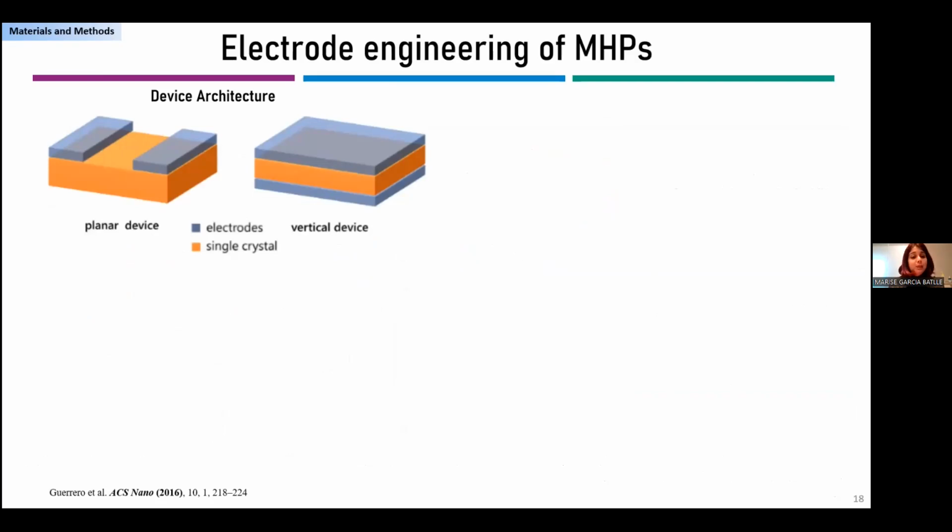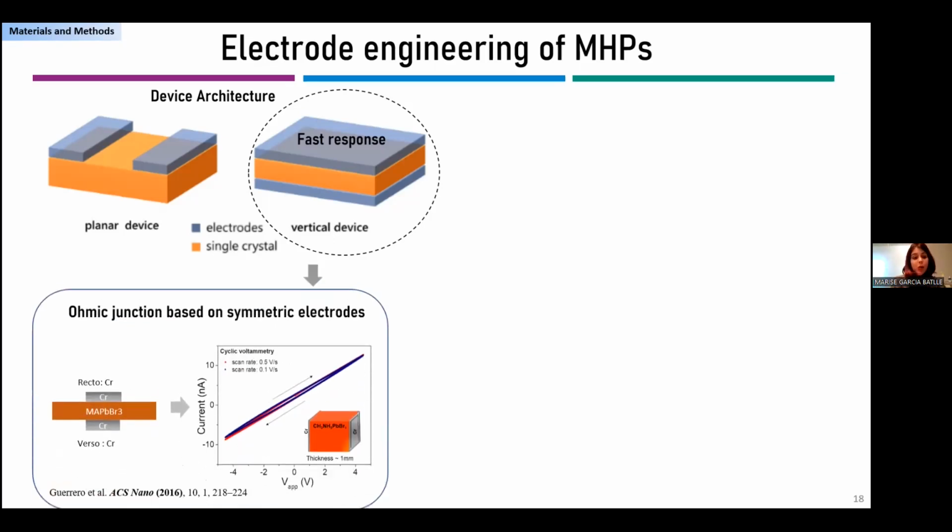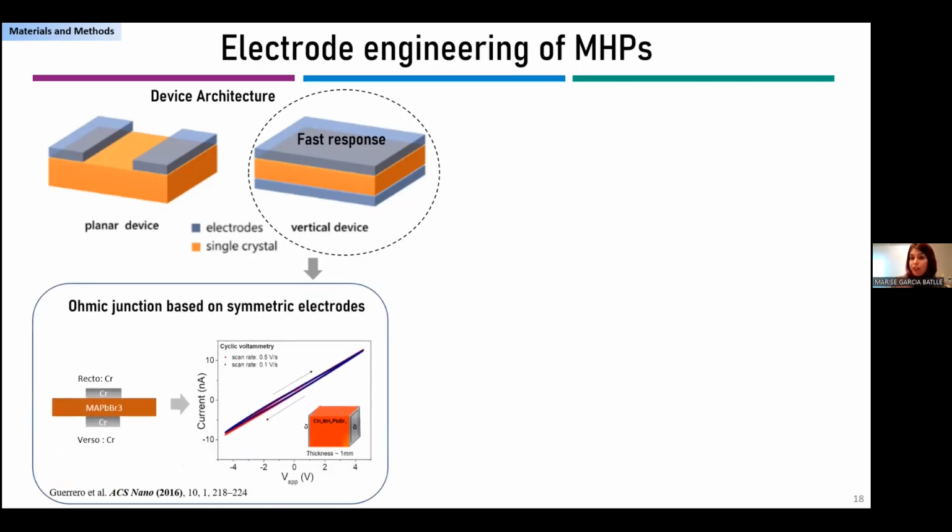So we started thinking about the architecture, and we observed that the vertical device presents the faster response due to the electrode spacing. So our first approach was to use the simplest configuration: ohmic junctions based on symmetric electrodes of chromium.